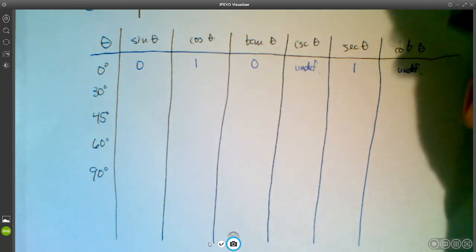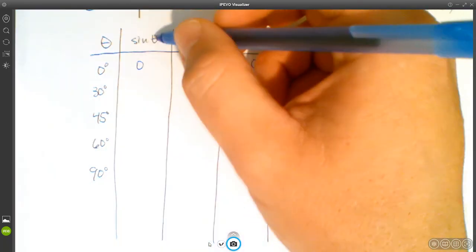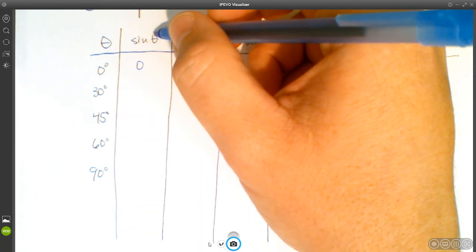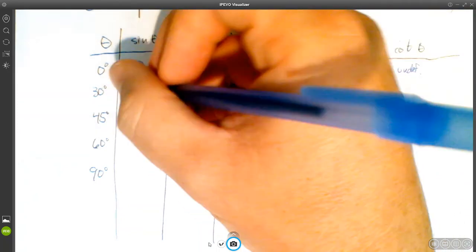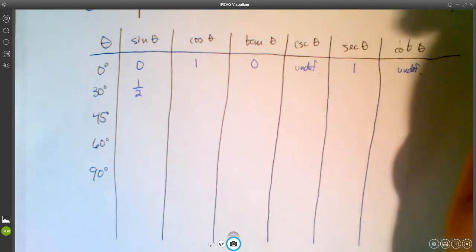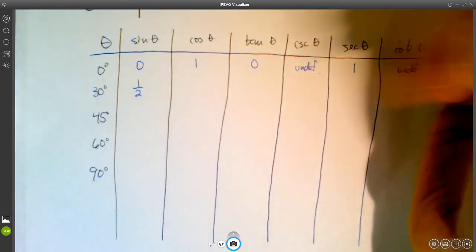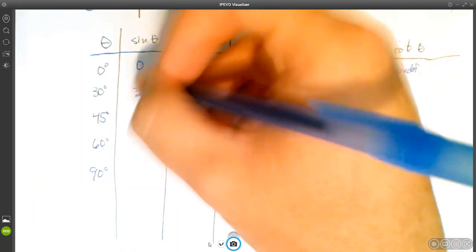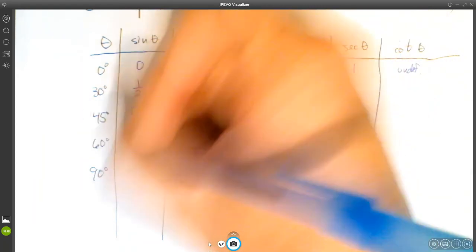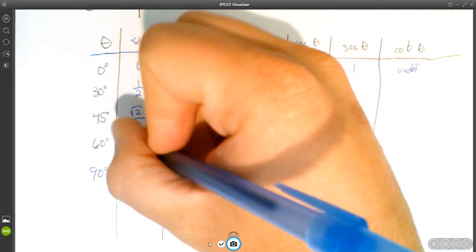Now 30 degrees. Sine of 30 degrees. Sine goes with your y values, okay? So sine of 30 degrees is going to be 1/2. Sine, I'm just going to fill out sine. Sine of 45 degrees is going to be root 2 over 2. And sine of 60 degrees is going to be root 3 over 2.